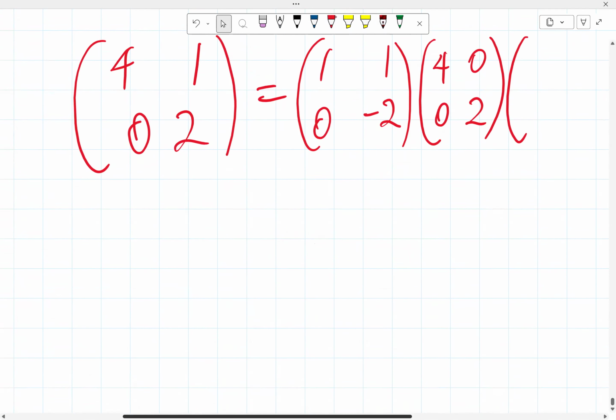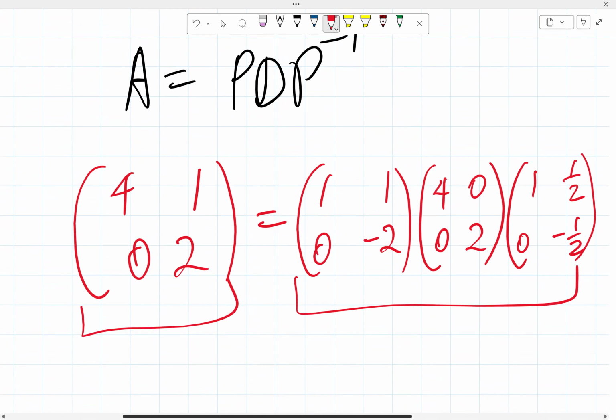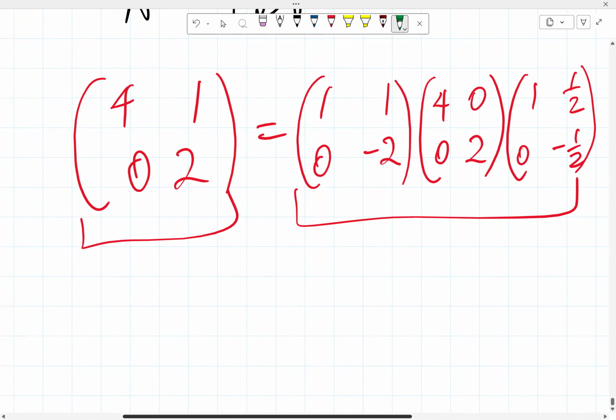So [1 1/2; 0 -1/2]. Okay, so [4 1; 0 2] can exactly be written like this. You may be curious, you want to check, is that really true? So we can do a quick check, right? We can multiply this out first.